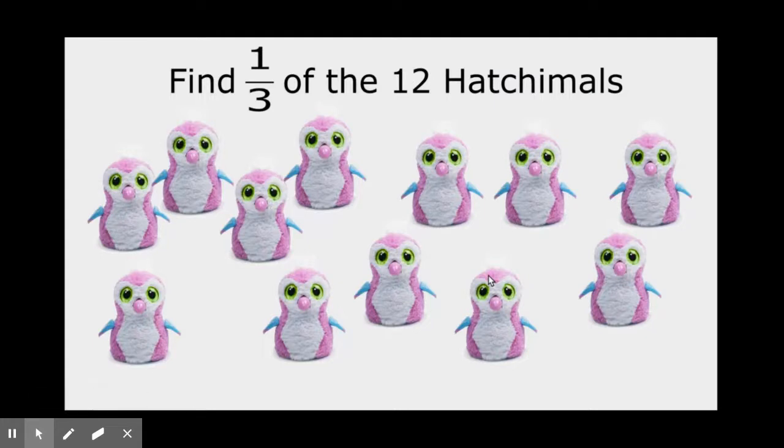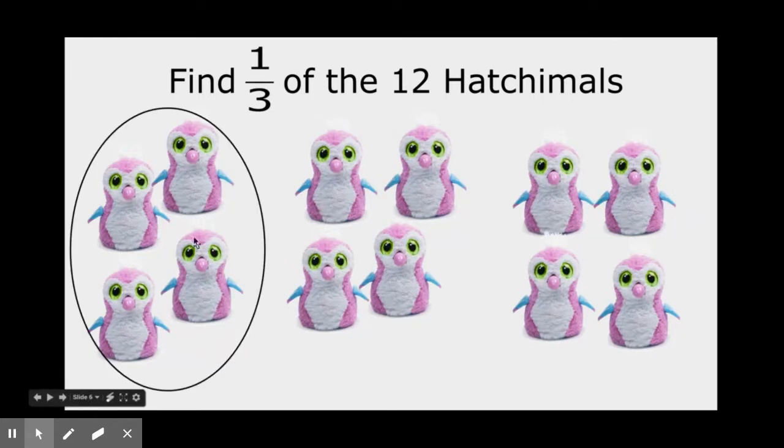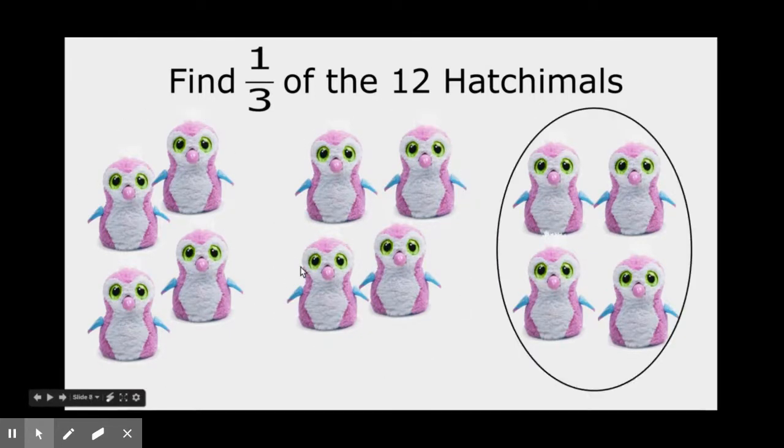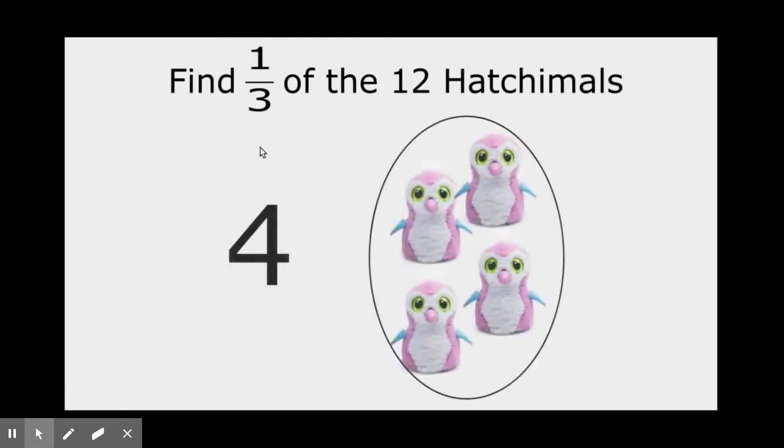Here we have 12 Hatchimals, and the task is to find 1/3 of the 12 Hatchimals. The denominator of our unit fraction determines how many equal groups we're going to make. So we need to make 3 equal groups out of these 12 Hatchimals. I have a group of 4, another group of 4, and another group of 4. Notice they are all the same size, and there are 3 of them, which matches our denominator. The question was, find 1/3 of the 12 Hatchimals. So how many Hatchimals are in one of those groups we made? There are 4. So we can say 4 is 1/3 of 12.